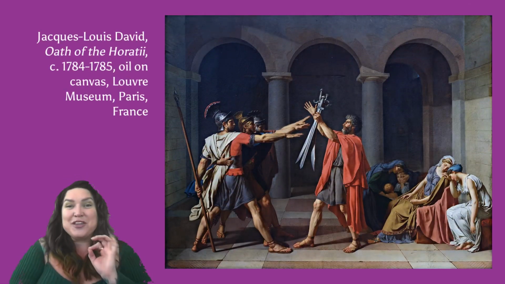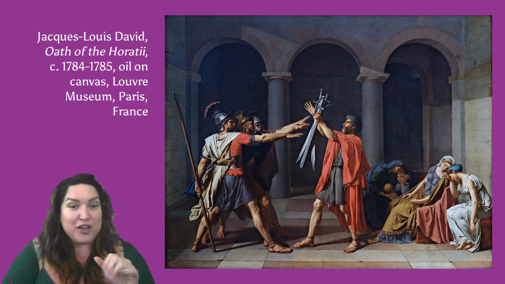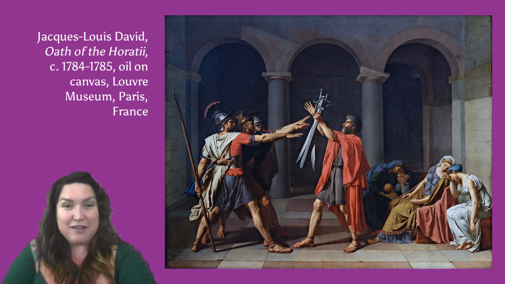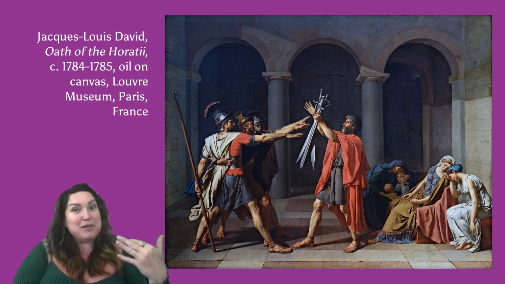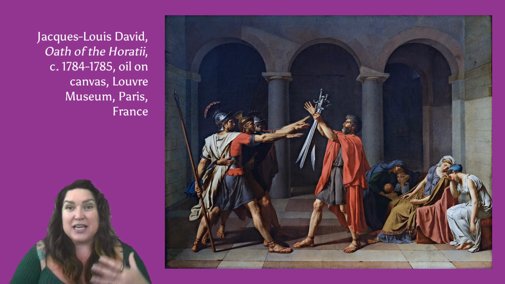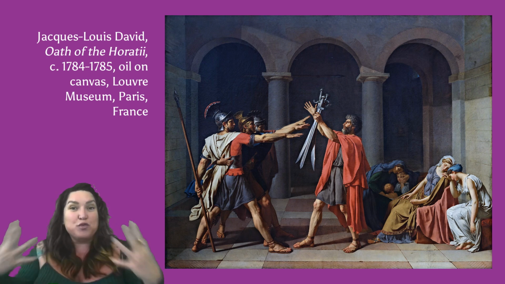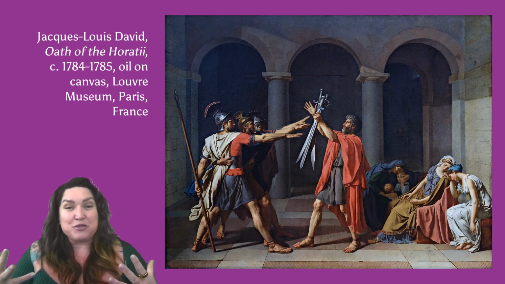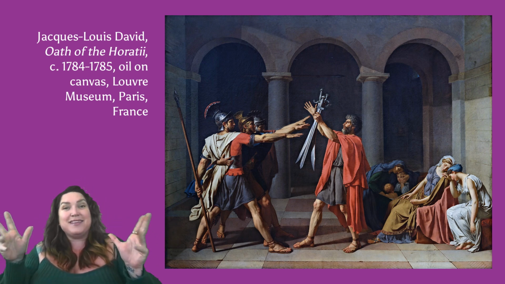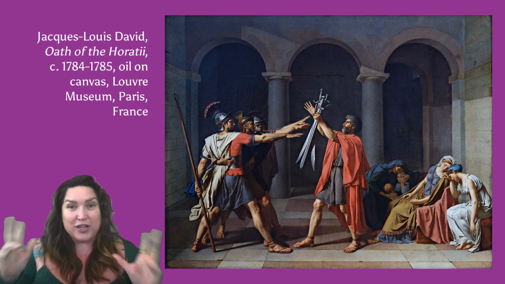So here we are looking at The Oath of the Horatii by Jacques-Louis David. This is an oil painting from 1785. This is kind of the prime example of neoclassical painting. This is a history painting, and this kind of painting was really popular in late 18th century France, as it was the preferred kind of painting at the French Academy.